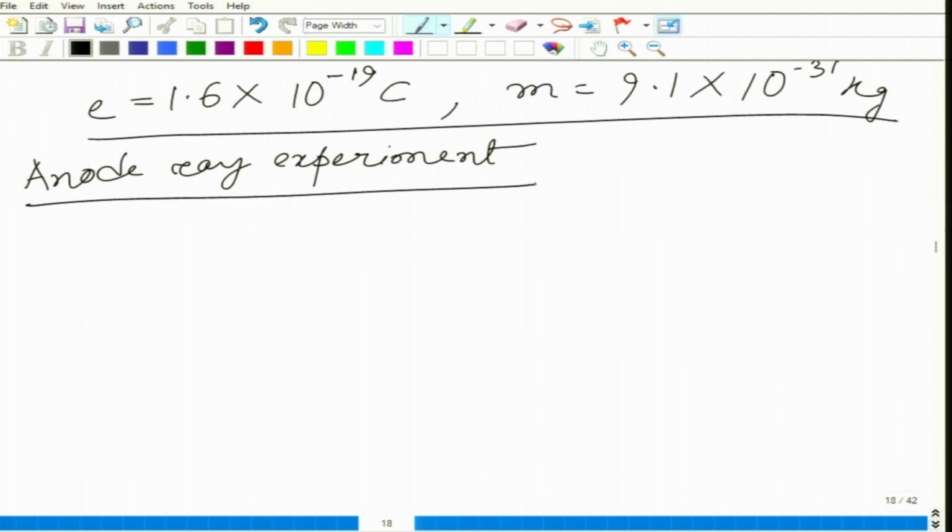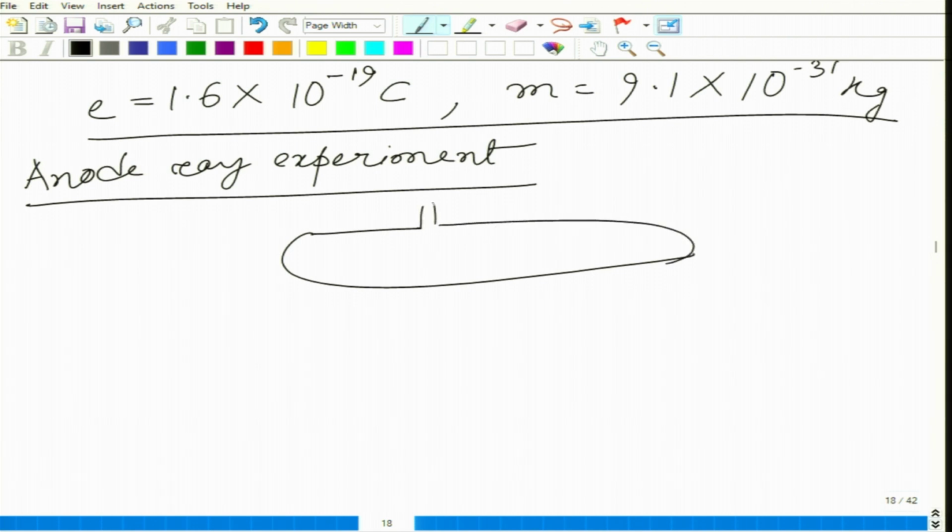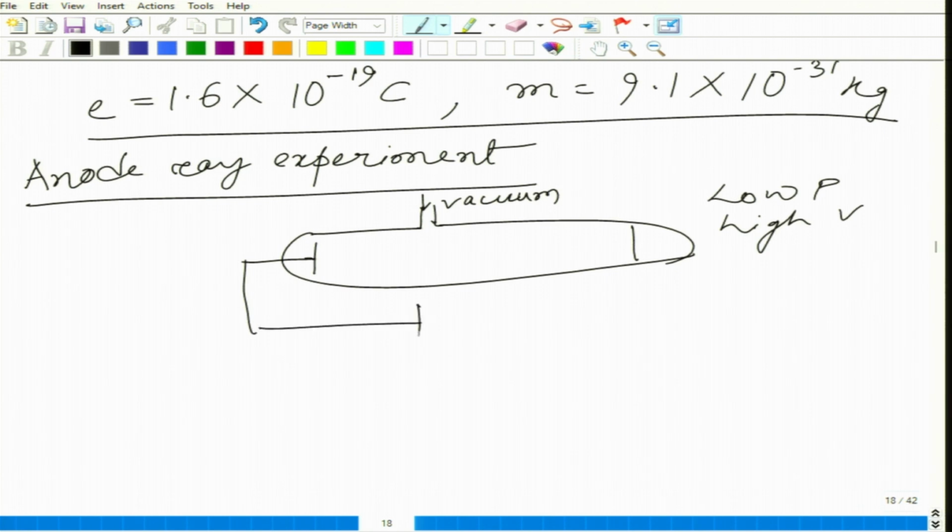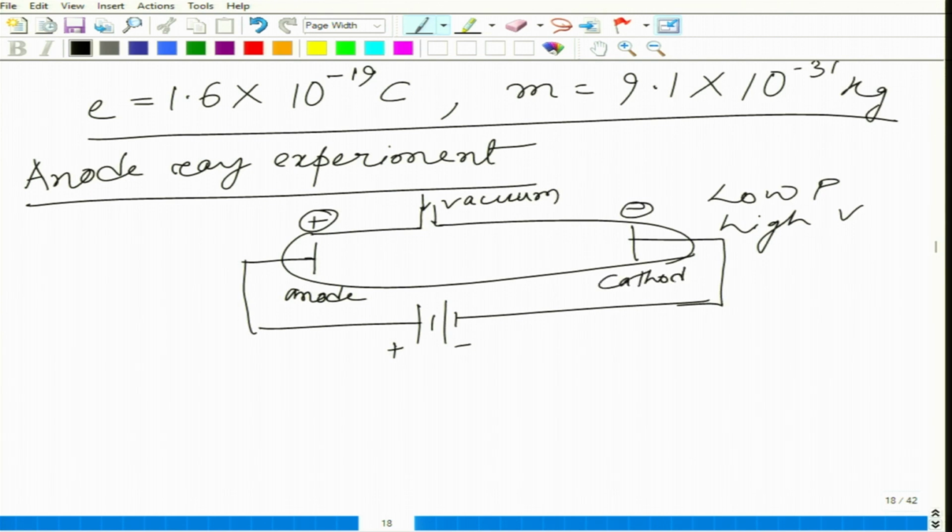Anode ray experiment. What happened here? A similar setup was formed with a glass tube and vacuum, low pressure and high voltage was mentioned, and the cathode and anode were set up with a battery. Now if this is the positive terminal of the battery, this electrode will be the positive one, that is the anode, and this one will be the negative one, that is the cathode.